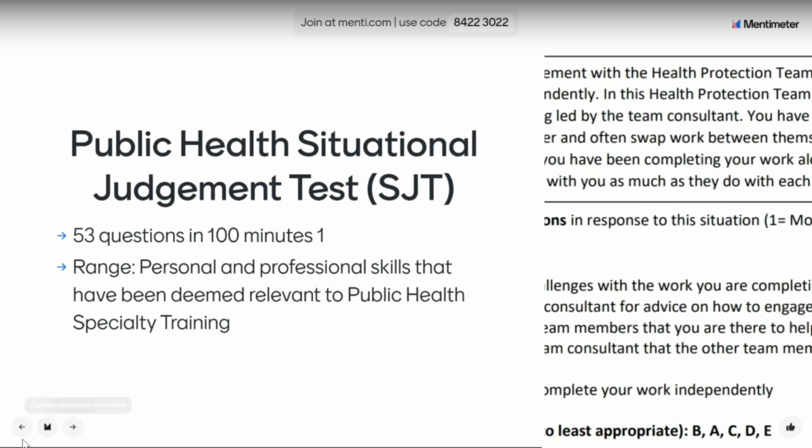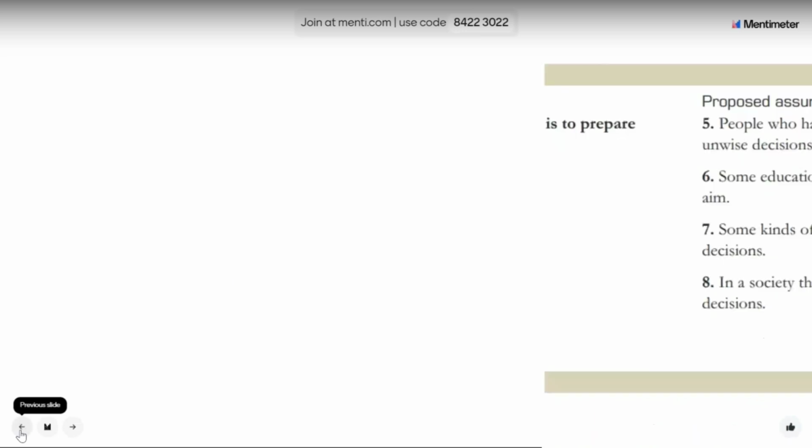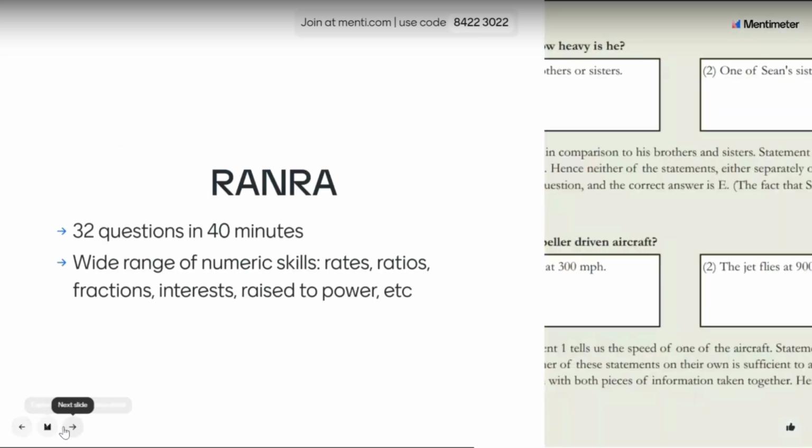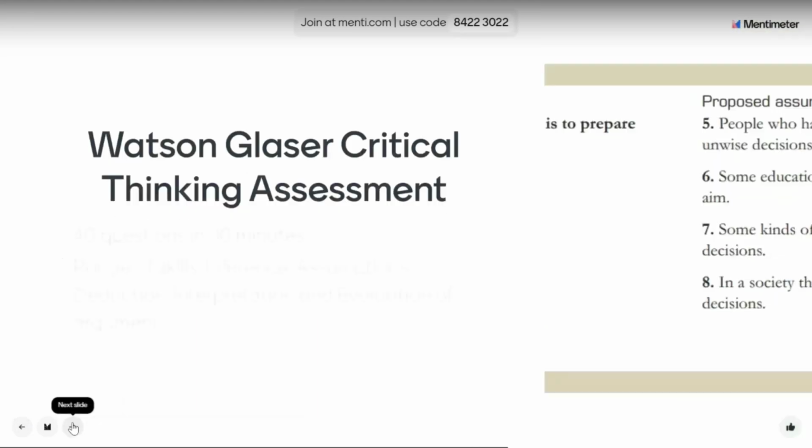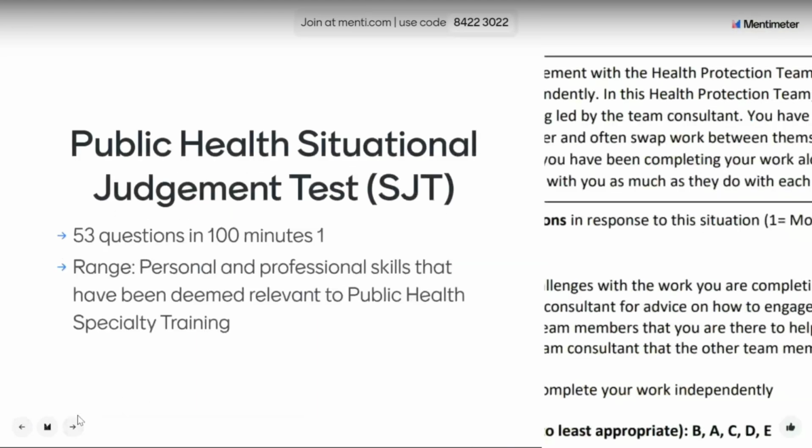There was an analysis of the public health recruitment process, I think one for 2018 to 2020, and there was another analysis, published articles for 2021. And from there, usually the pass rate was highest for RANRA, followed by Watson-Glaser, and then followed by this public health situational judgment test.